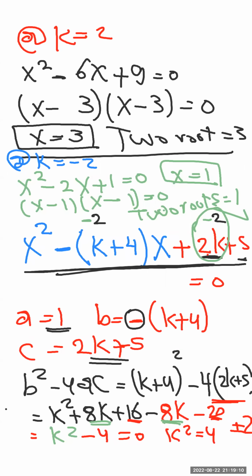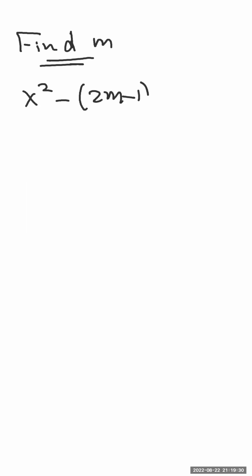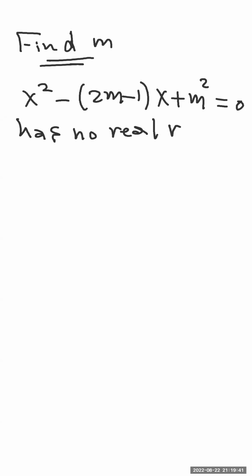Okay. Let's continue with another example. The next example: find the real value of m which satisfies the equation x squared minus (2m minus 1)x plus m squared equals 0 and has no real roots. Okay. What do we mean by has no real roots? This simply means the roots are complex.